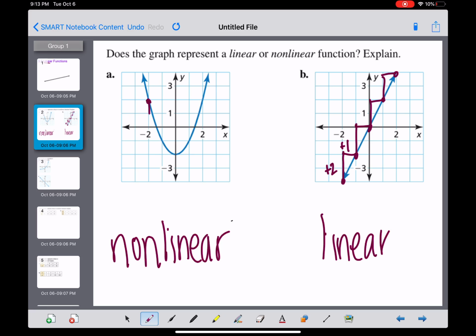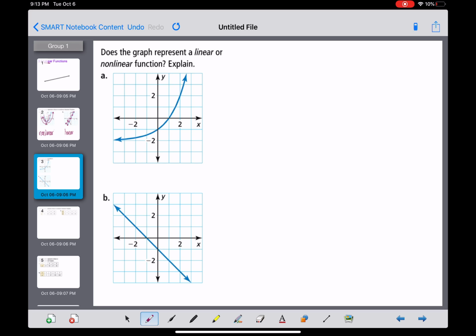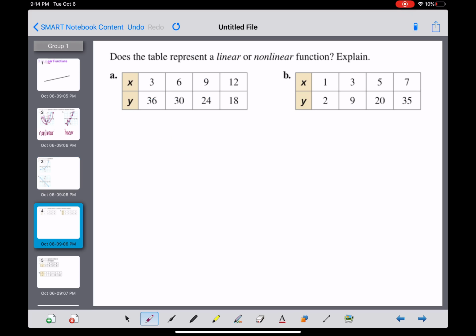I'm going down by 3, right 1, down by 1, right 1, up by 1, right 1, up by 3, right 1. So it is changing at a faster rate at different times, which creates that curve. It's also decreasing and increasing, which creates that curve as well. So we need to use that in order to look at a set of data.